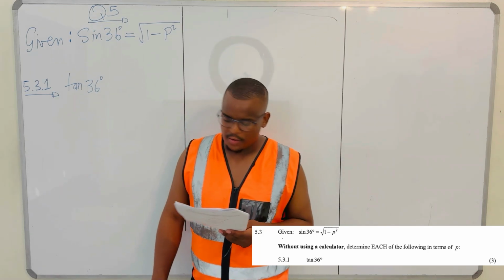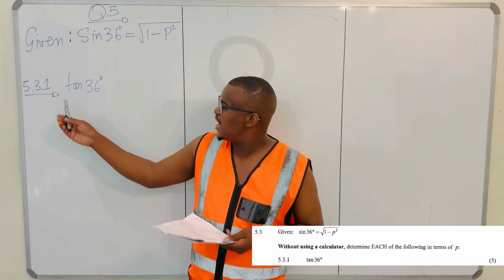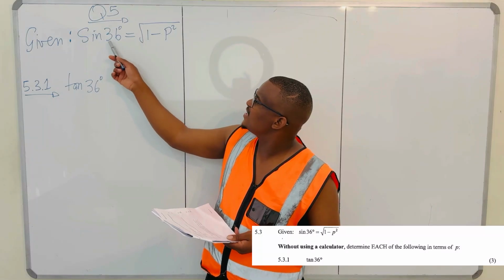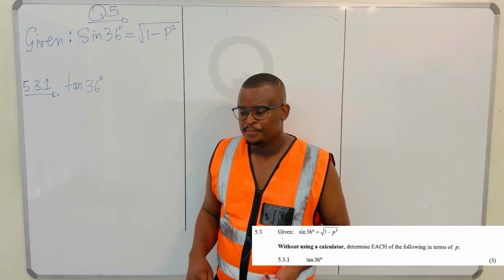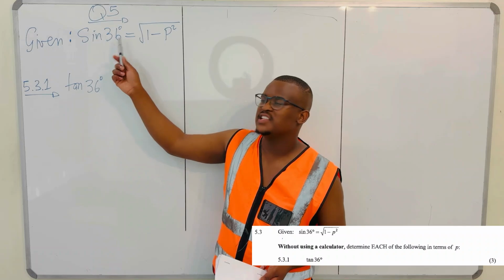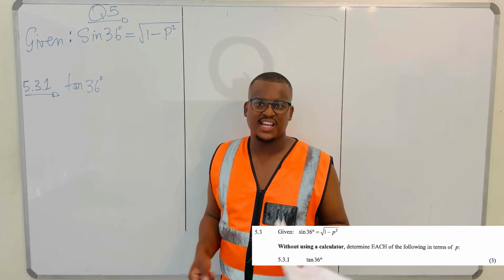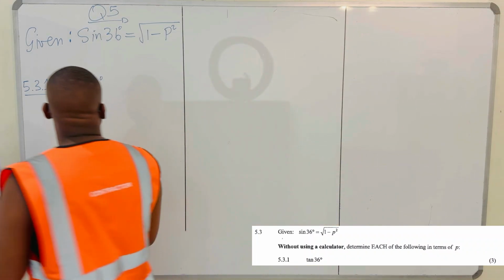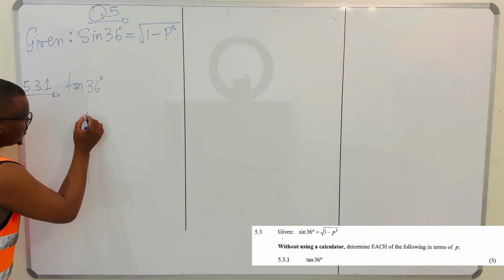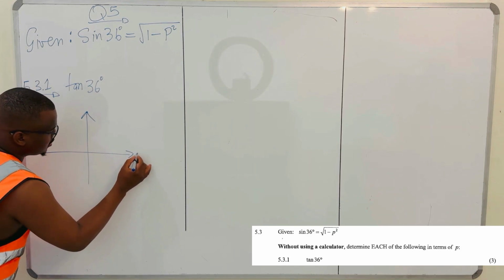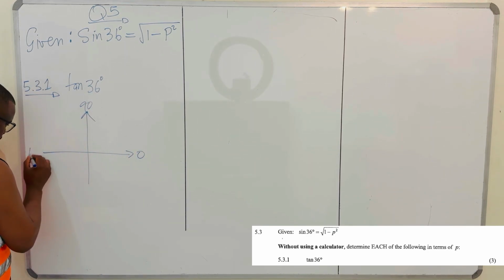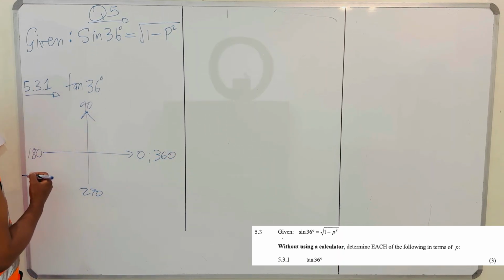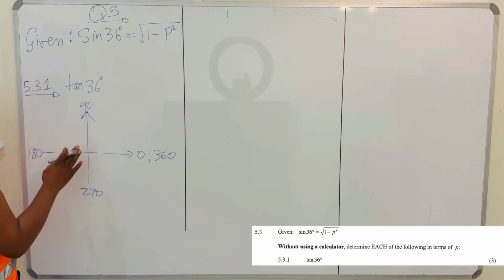At 5.3.1, they're saying determine tan 36, the tangent of 36. So you are given sine 36 to be that, right? The first thing that you need to do is draw a rough sketch of this situation, so that you can at least have a visual of what is happening. So how do you do that? Draw your Cartesian plane. So you have 0, you have 90, you have 180, you have 270, you have 360. Right? This is the first thing that you do.